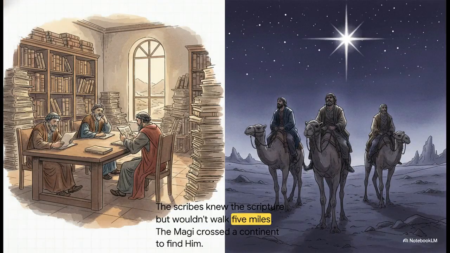This is just such a powerful, ironic twist for a storyteller. You've got one group, the scribes, who have all the information. They literally have the map, but they won't even walk 5 miles. And then you have this other group, the Magi, who just have a glimmer of light, a single star, and they are willing to cross a desert for it. It really makes you ask, what's the real difference between knowing the truth and actually seeking it?